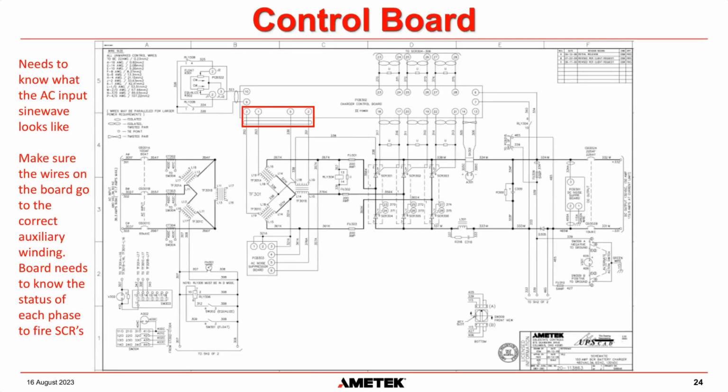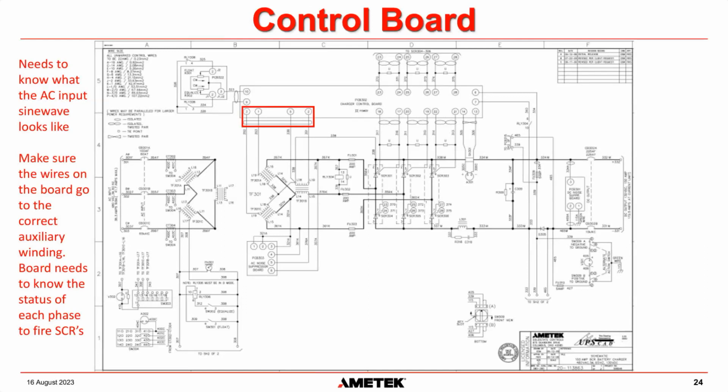Now, not only does the control board use those three terminals to create a power supply, the control board also needs to know what the AC input sine wave looks like. It needs to know basically when the sine wave goes above the zero crossing point and when it goes below the zero crossing point. We call it the synchronization. And don't get it confused with the synchronization of a UPS. It just needs to know where the sine wave is in its cycle.